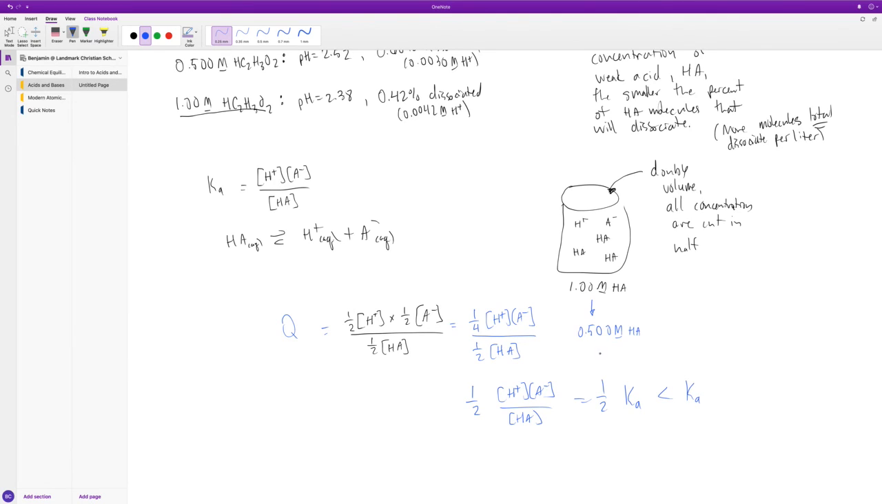So which direction would our equilibrium shift? If we have Q less than K, it's going to shift to the right, and that's going to generate more H plus and A minus ions. Okay, so more dissociation. It's going to shift to the right and dissociate even more. Okay, the dilution will cause even more dissociation.